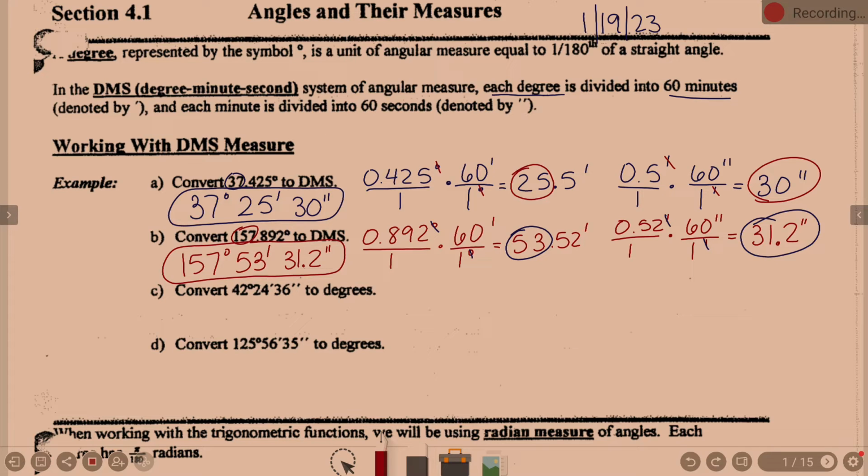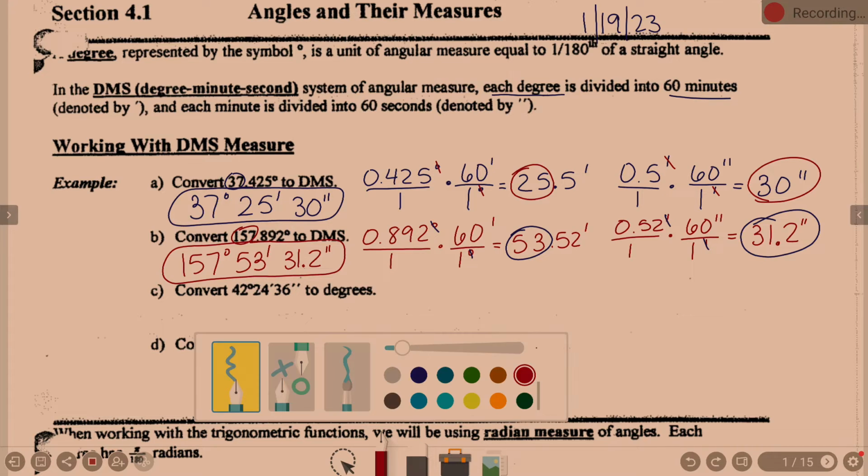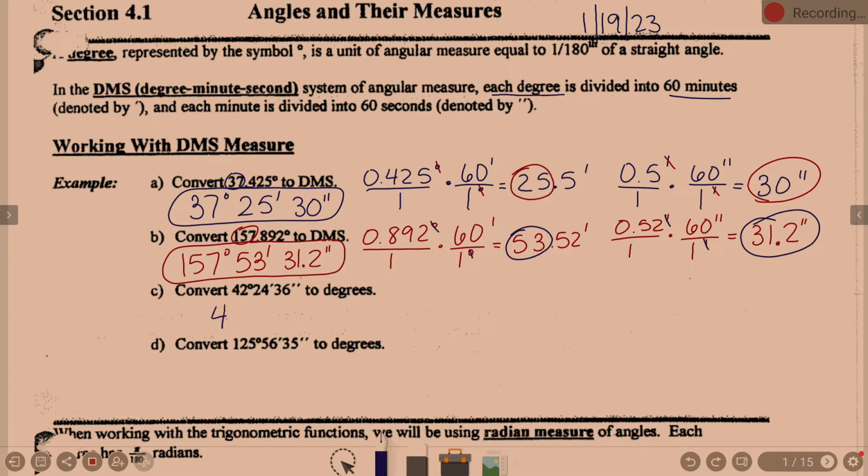Now, we've got to go the other way. I'm going to give you the amount, 42 degrees, 24 minutes, and 36 seconds. And I want to know what that is as degrees. Now, what do we know right off the bat without doing any work? This is going to be 42 point some degrees, right? There's the obvious part. Now, we've got to change 24 minutes and 36 seconds to degrees.